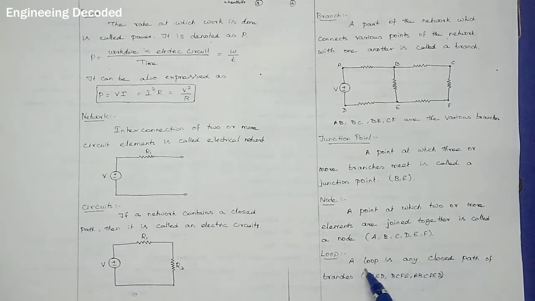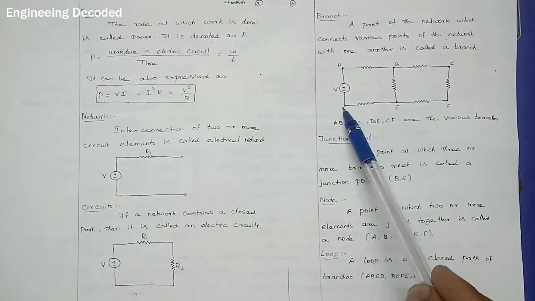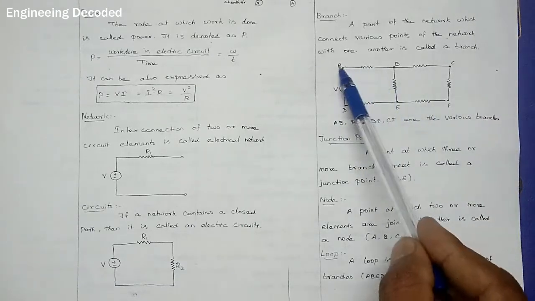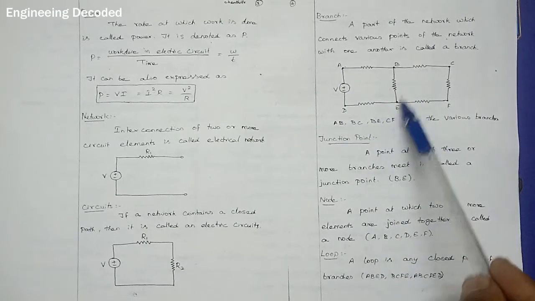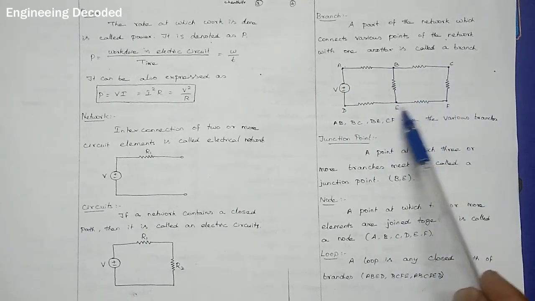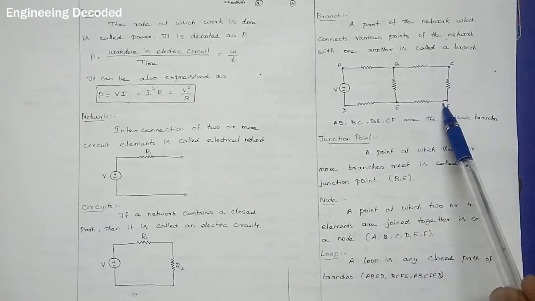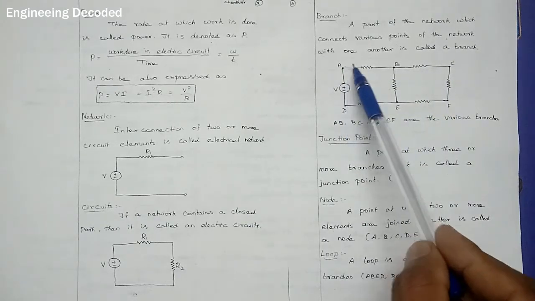Next, loop. Loop is any closed path of branches. So we know AB is a branch, BE is a branch, ED is a branch, and DA is a branch. So this forms a closed path. That is a loop. Similarly, B, C, F, E, B. This one forms a closed path. That is another loop. Then A, B, C, F, E, D, A. Everything forms a closed path. So that is another loop.